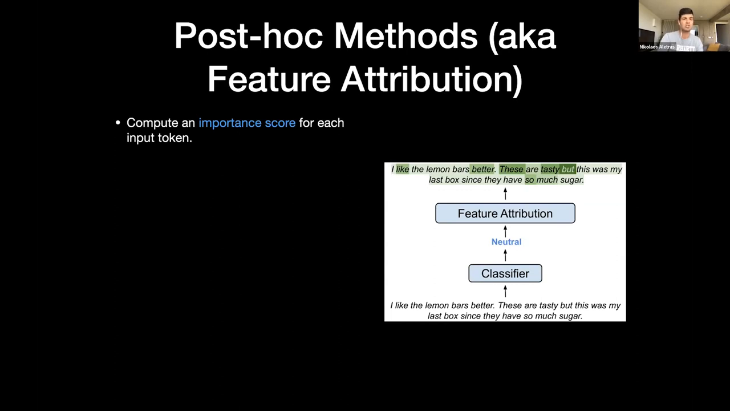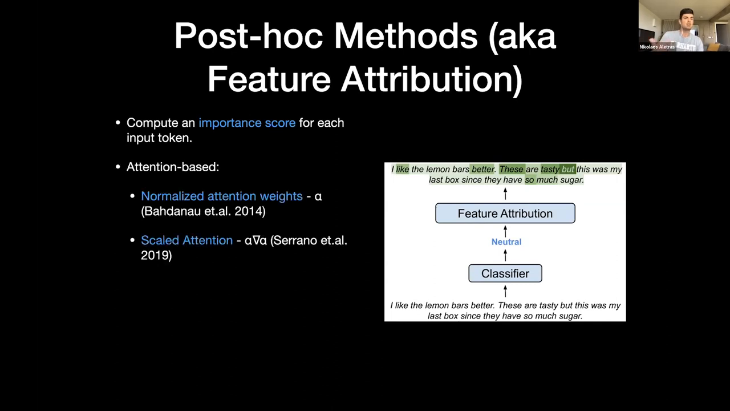So we try to assign importance scores to input tokens. One group of feature attribution methods is called attention-based. It's based on the attention mechanism in modern transformer models. And actually, we have various ways of computing attributions. I give some examples here.